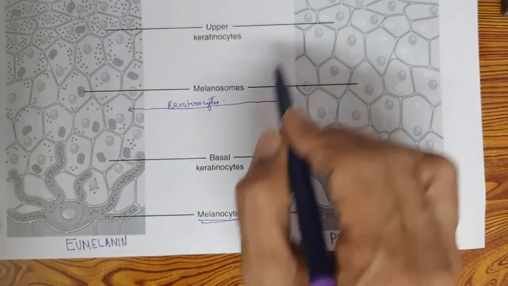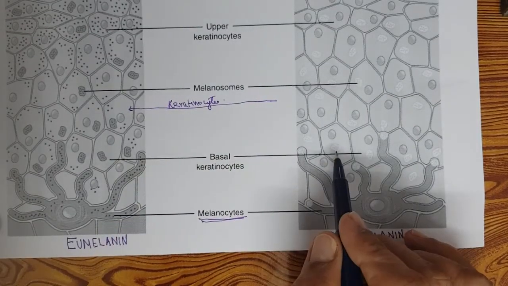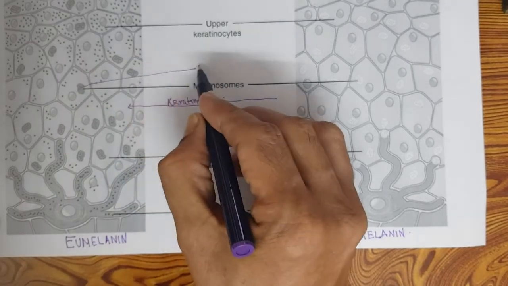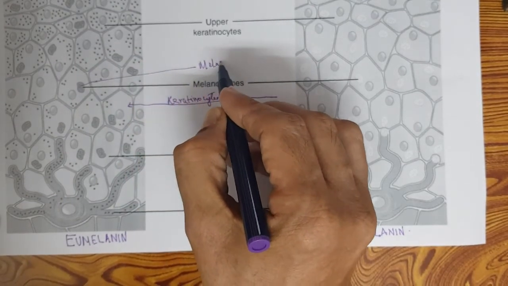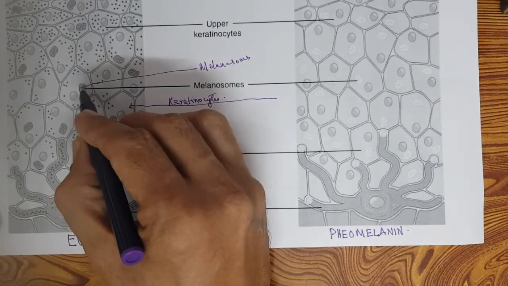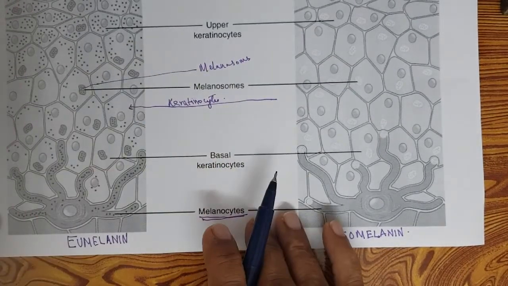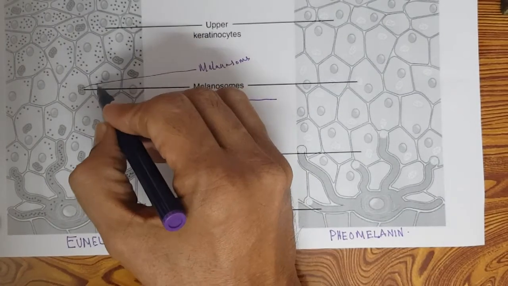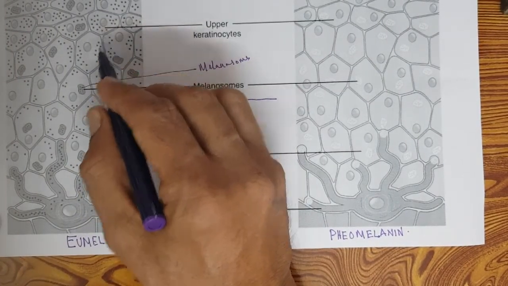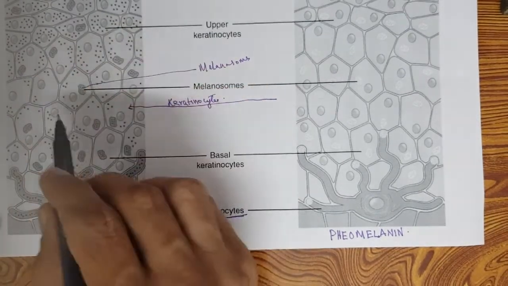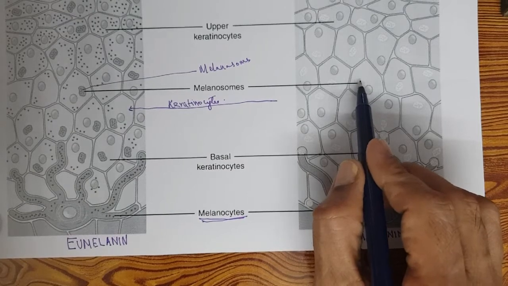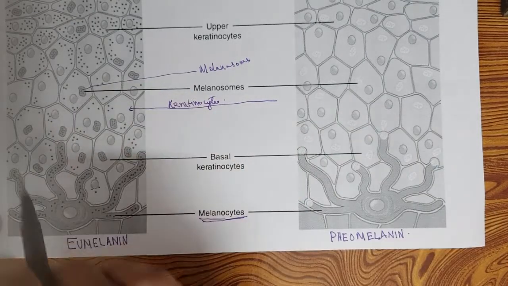Okay, these are all upper keratinocytes, basal keratinocytes. And what is this? That is melanosomes. And the dark pigment inside is melanin, right? Some of the melanin is dispersed also here. These are all melanin dispersion. From melanosomes it has come out. So these are all melanosomes, right? This is already faded, it's still there.